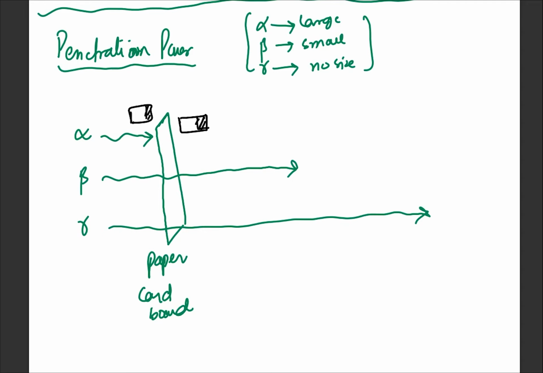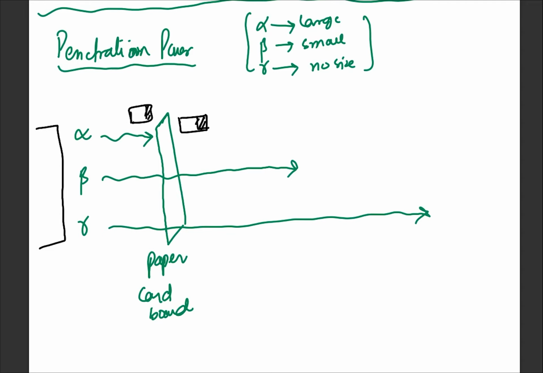So if after placing the piece of paper, the reading reduces abruptly to a very low level, that means that the source contained alpha particles. That is how we guess that whatever radiation is coming from the source, we don't know. But if you want to guess it, or if you want to predict it, then you can simply start with placing a piece of paper.